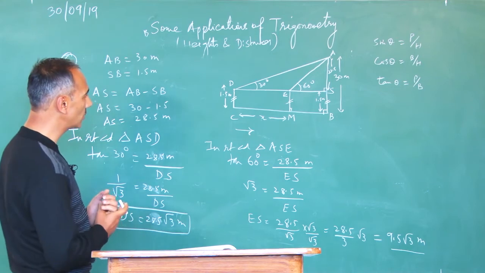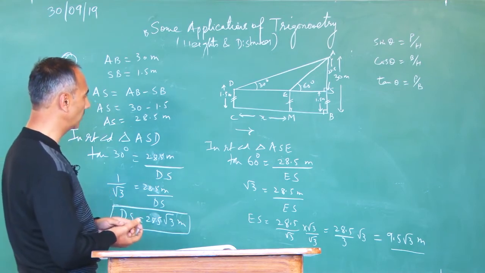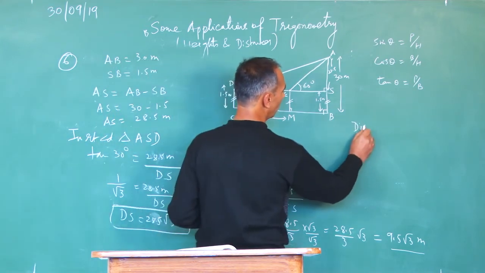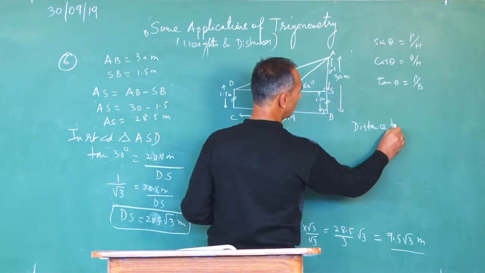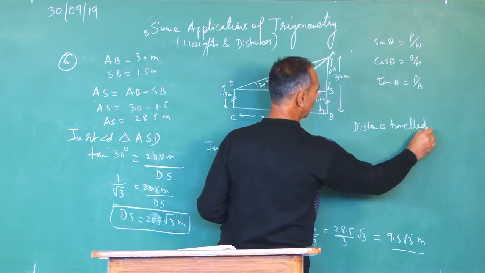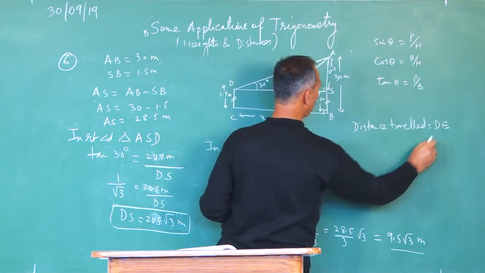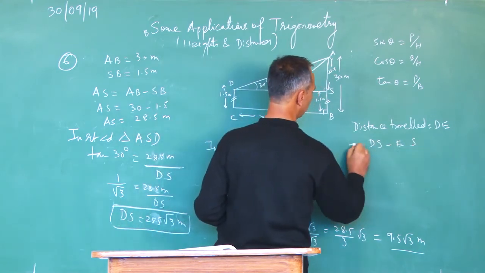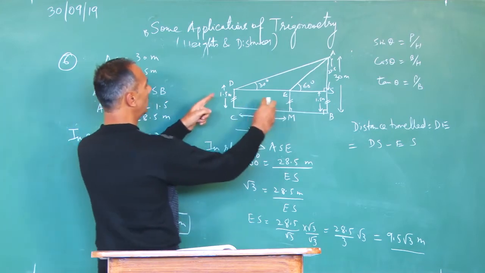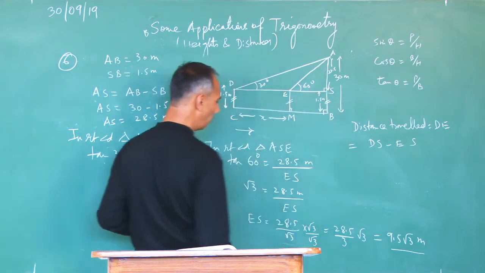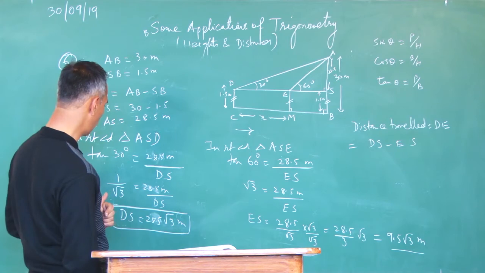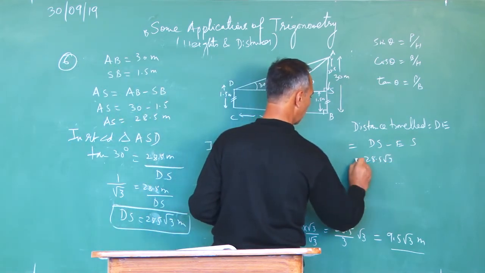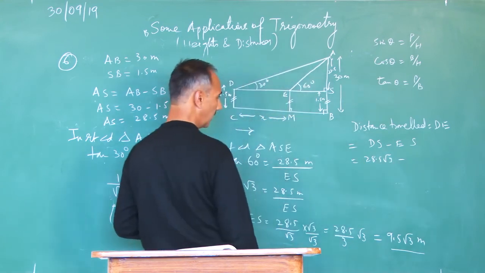Now what is the distance traveled? The distance traveled by the boy is DE. And what is DE? DE is DS minus ES, isn't it? DE is the DS distance minus ES. How much is DE? How much is DS? 28.5 square root 3 minus ES.